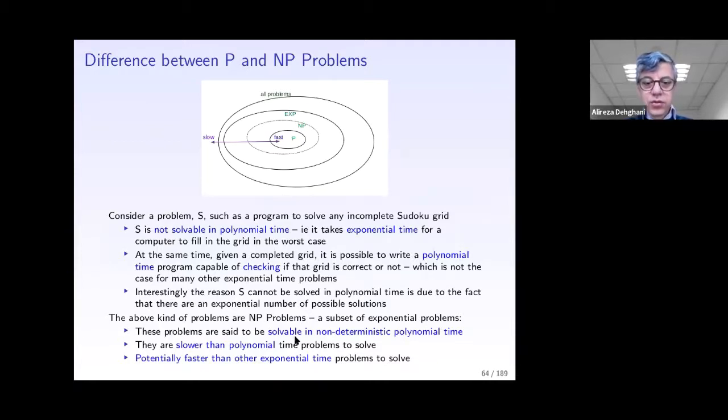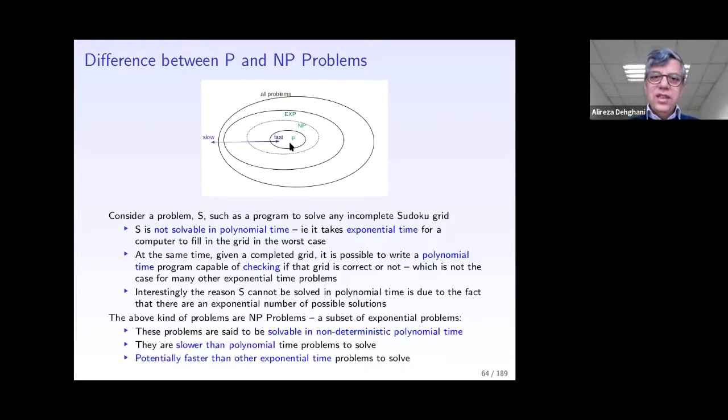These problems are said to be solvable in non-deterministic polynomial time. They are slower than polynomial time. There is a little bit of difference here between non-deterministic polynomial time and deterministic polynomial time. Potentially faster than other exponential problems. Okay, so that's a very interesting thing and case here.